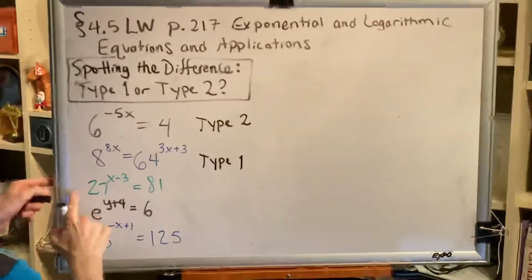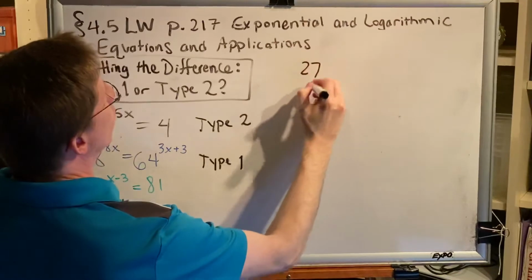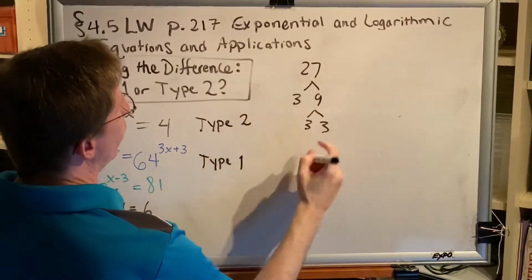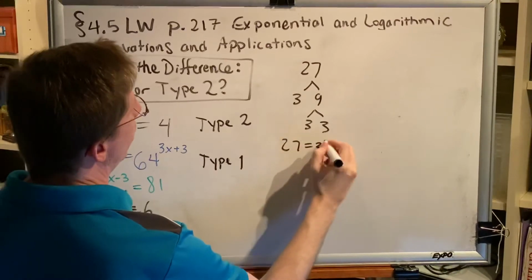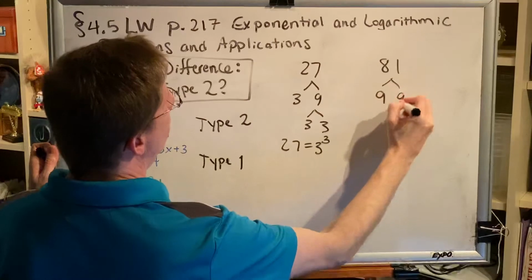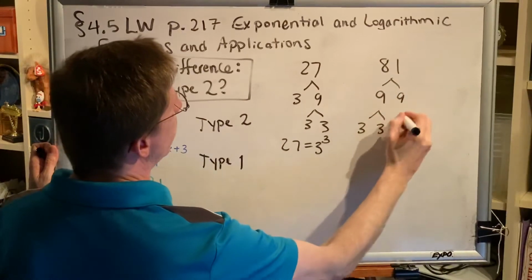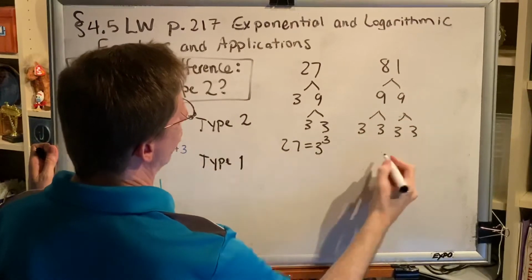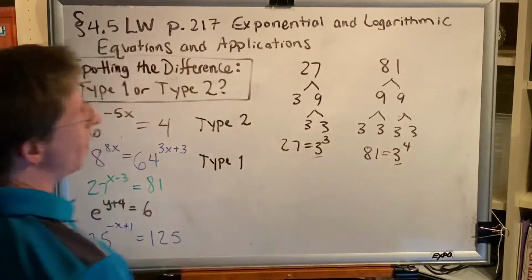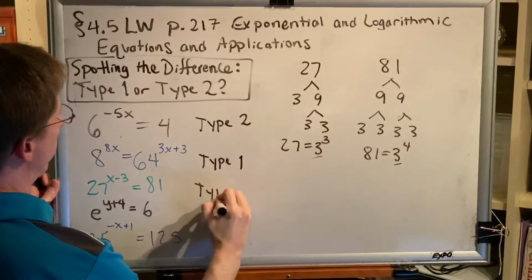We have 27 and 81. 27 is 3 times 9. 9 is 3 times 3. There are 3 3s, so 27 is equal to 3 to the 3rd power. 81 is 9 times 9. Each 9 is 3 times 3. There are 4 total 3s, so 81 is equal to 3 to the 4th power. Same base, therefore this is type 1.